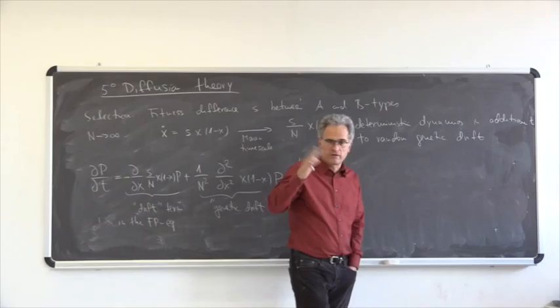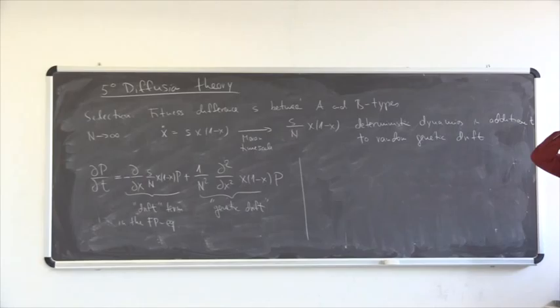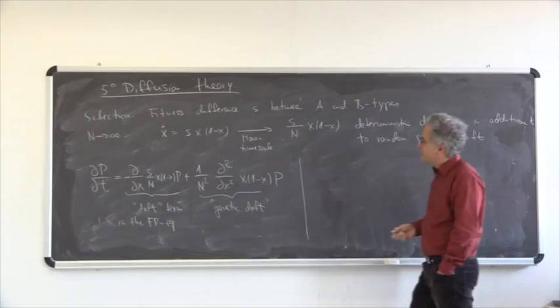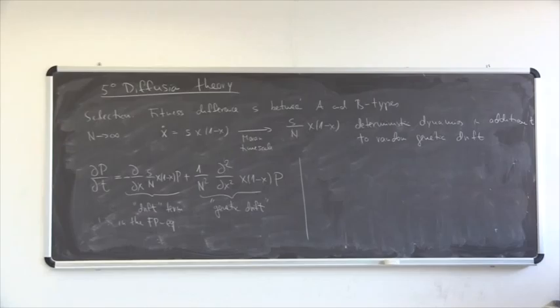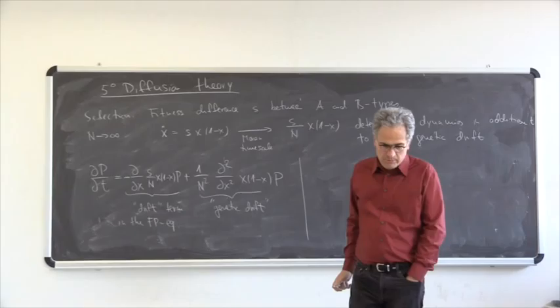In practice, even in these microbial experiments that I showed you in the beginning, S can be a few percent, but if you look at, for example, selection in human populations or in natural populations, it can be much smaller, maybe 10 to the minus 4 or even less. And n can be 10 to the 4 or 10 to the 6. So it makes sense to think that maybe S times n is a good number of order 1. Here we'll rescale S mainly for mathematical reasons.